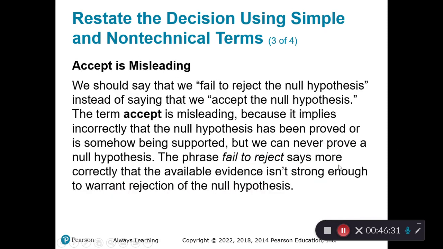Here is another slide talking about wording. The word accept is misleading because it may imply that we are proving something. A hypothesis test will never serve as a basis for proof. It only is going to tell us whether we believe our sample is providing the kind of evidence we were hoping for, or whether our sample was just not extreme enough to give us the strong enough evidence that we want.